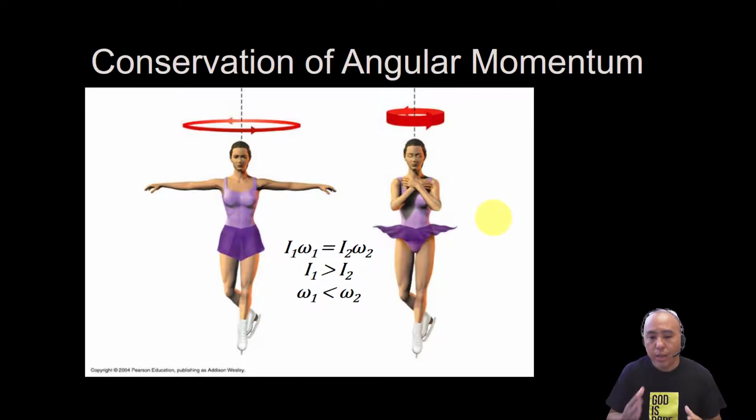Keep in mind that when you're talking about a skater rotating on ice, there is no net external applied torque in this case. There's no friction. Okay? All right.